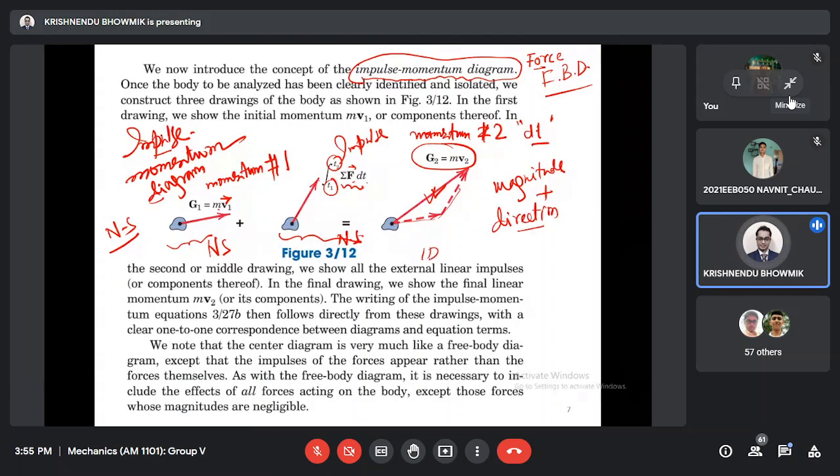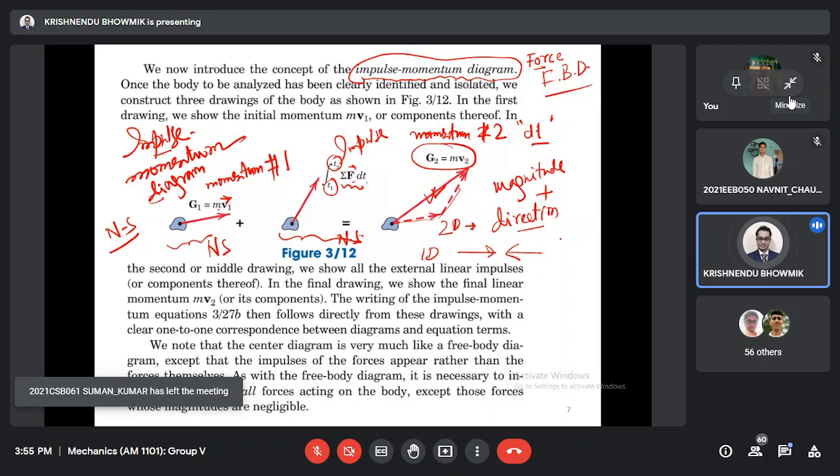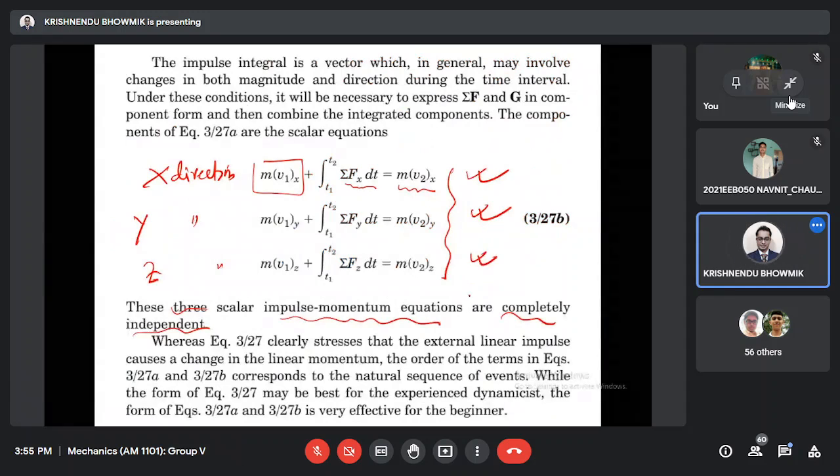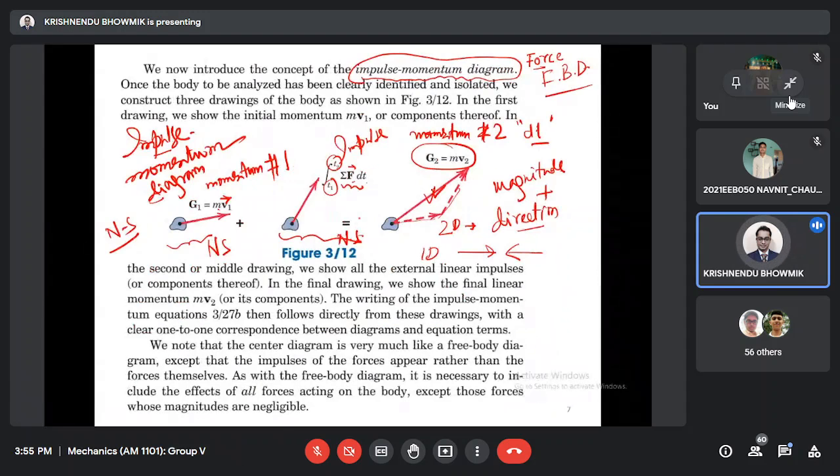In 1D cases, everything is along one direction, no issue. In 2D cases, as I told, we can utilize this expression independently. But vectorially, if somebody wants to show this, then instead of a free body diagram, you are supposed to get an impulse momentum diagram, and that has been shown here.